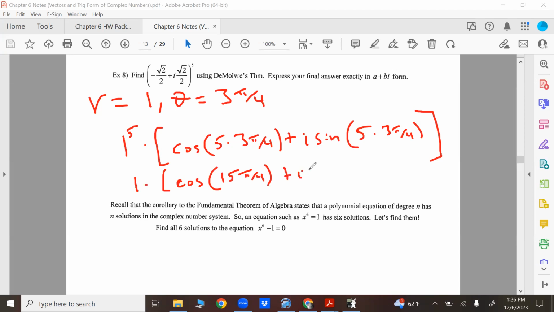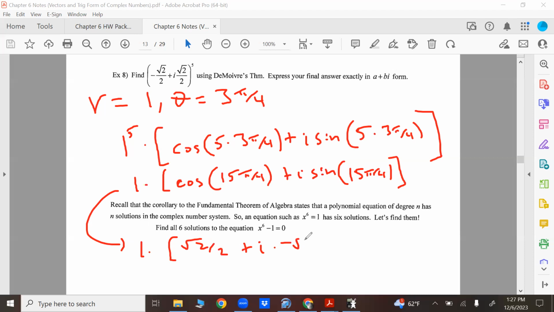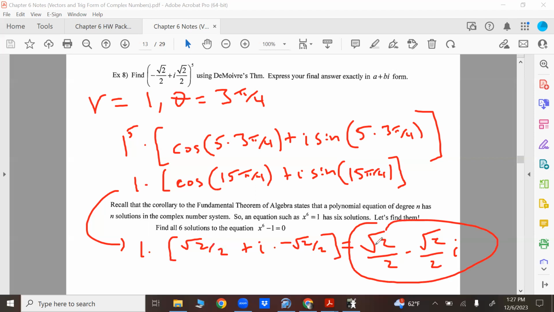That's root 2 over 2. 15th power equals 8. 9, 10, 11, 12. 7th power. Is that it? Yes. You guys have root 2 over 2 divided by 2, plus, minus, divided by 2.